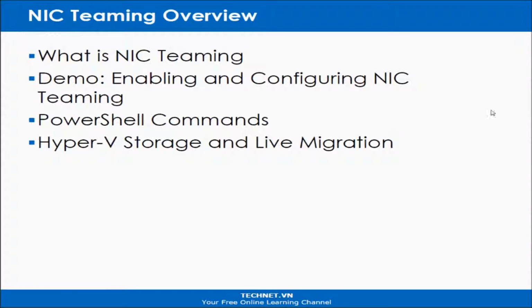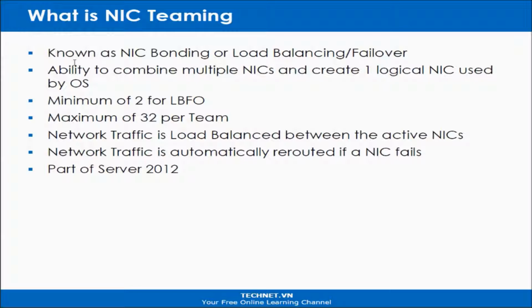So what is NIC Teaming? Well, NIC Teaming is also known as NIC bonding or load balance and failover, and it's the ability for you to combine multiple network adapters in your server and team them together to create one logical NIC that's going to be used by the Windows operating system. In doing so, we're going to provide better performance to your server by having multiple network adapters that we can balance the workload across, and we're going to provide fault tolerance in the event of a network card failure.